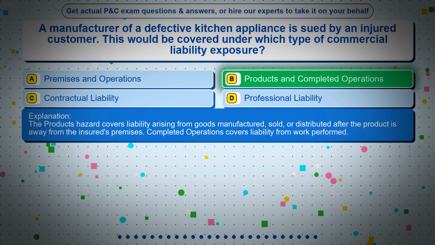The products hazard covers liability arising from goods manufactured, sold, or distributed after the product is away from the insured's premises. Completed operations covers liability from work performed.